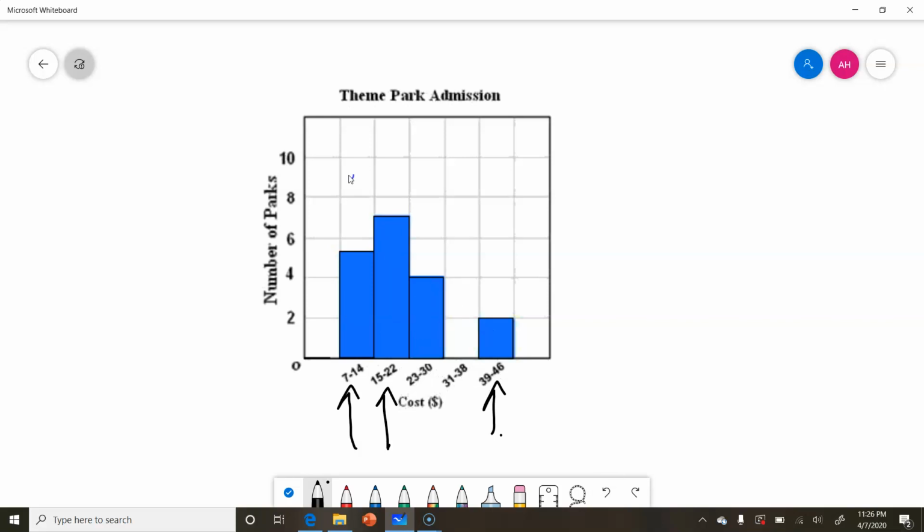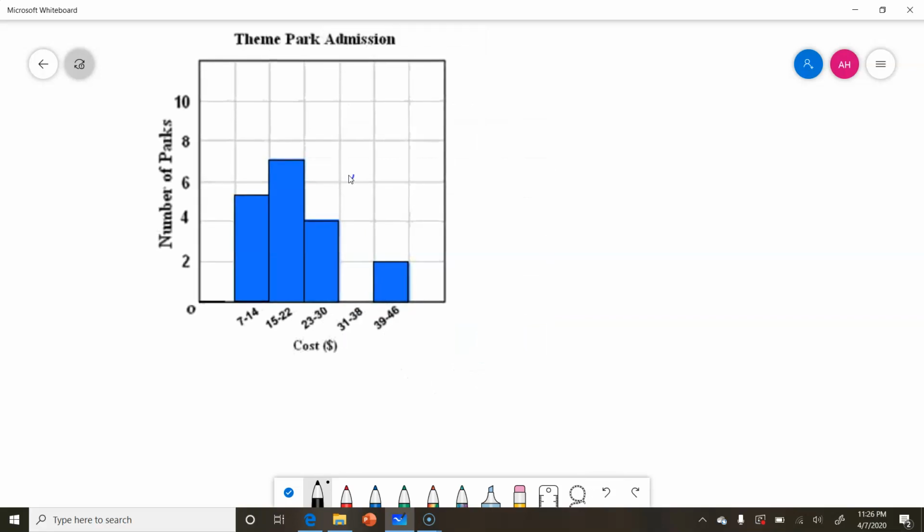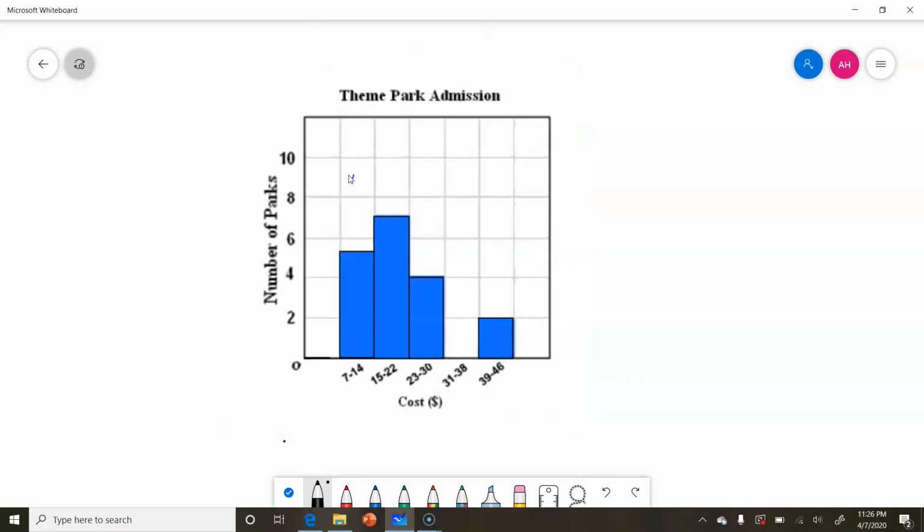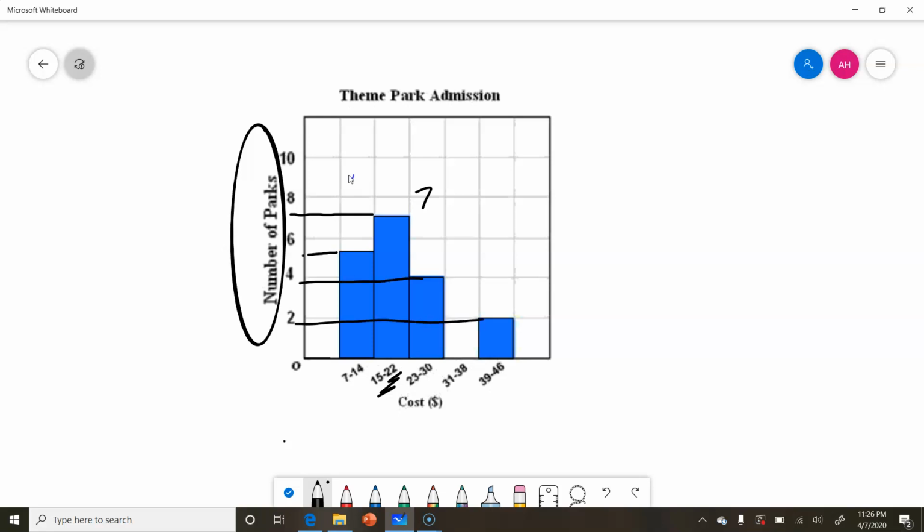So I'm going to clear all that off. Now, it's the same because look up here. You see this is the number, again, on this side. We could say how many parks are at $15 to $22? Well, it's in between 6 and 8, so we're going to say 7, right? That's not very hard to understand. How many are here? 5. How many are here? 4. How many are here? 2, right? So we read it the exact same way, but they're just close together, and this is a range.